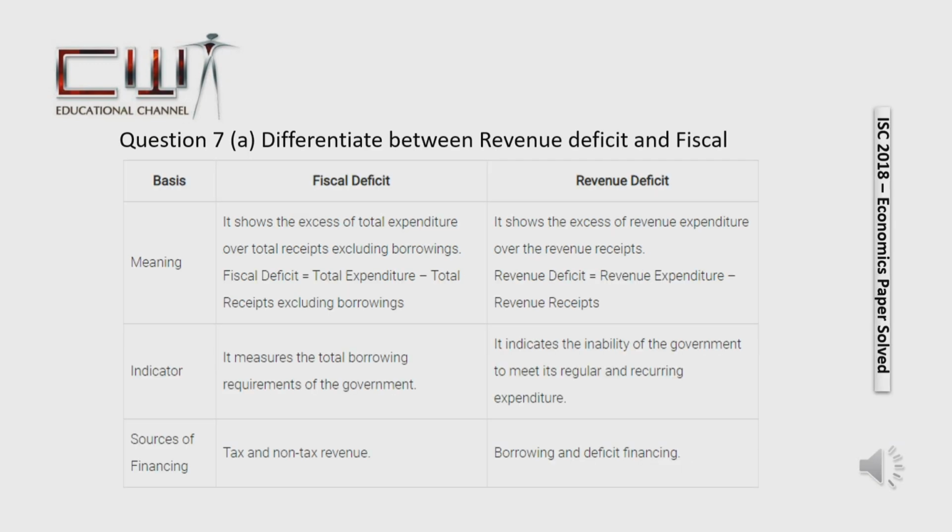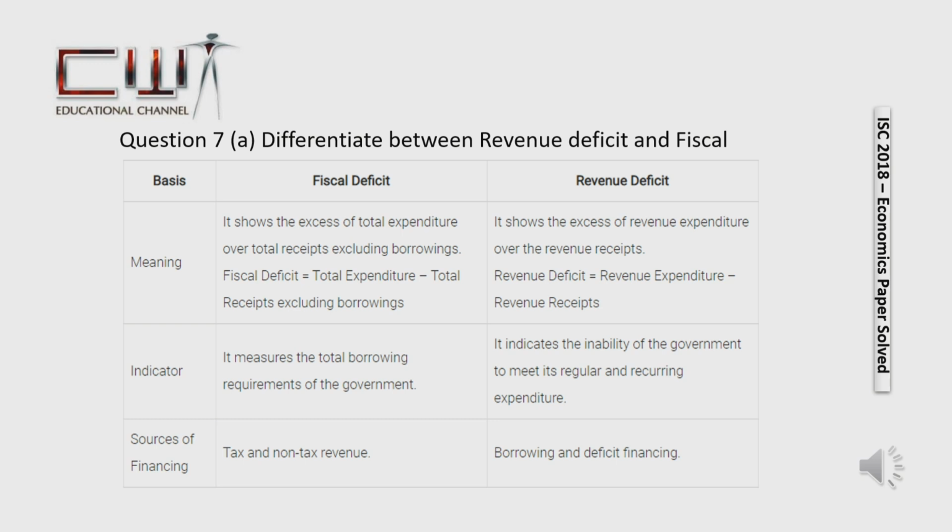Differentiate between revenue deficit and fiscal deficit. Fiscal deficit shows the excess of total expenditure over total receipts excluding borrowing. Therefore, fiscal deficit is equal to total expenditure minus total receipts excluding borrowing. Revenue deficit shows the excess of revenue expenditure over the revenue receipts. Revenue deficit is equal to revenue expenditure minus the revenue receipts.